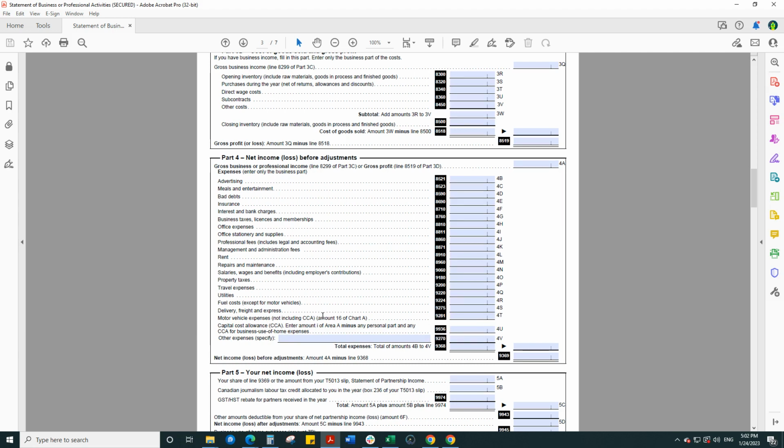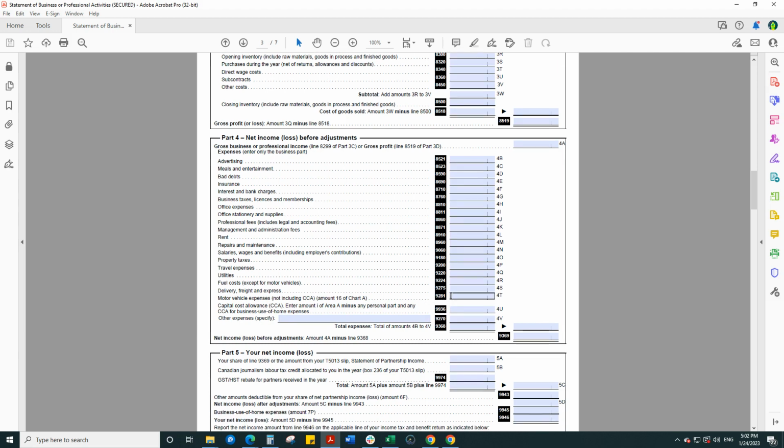There are going to be some things that link in from other areas. For example, motor vehicle expenses. You're going to have a separate worksheet where you enter your motor vehicle expenses. It's going to have your lease costs or your cost of finance, your fuel or your electric charges if you've got an EV, and then insurance, et cetera.